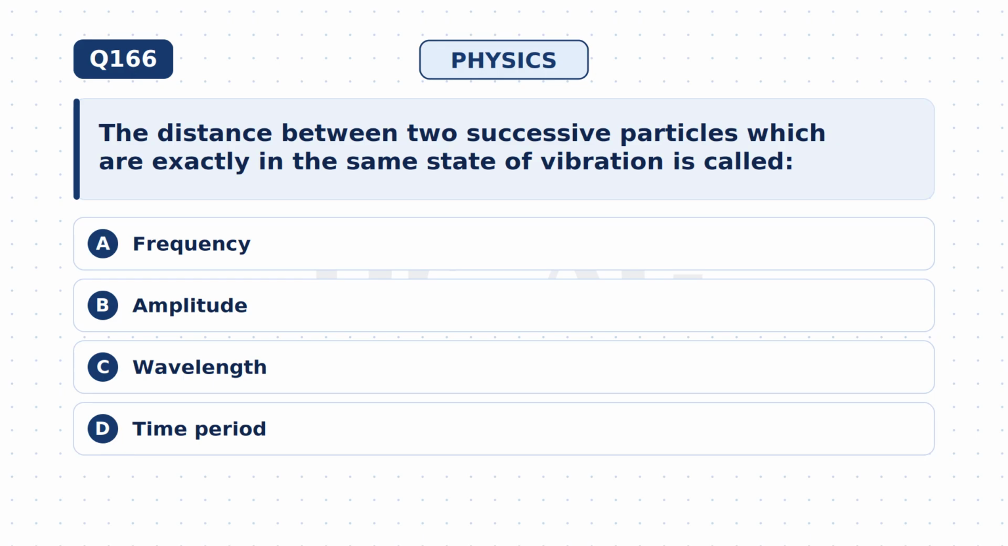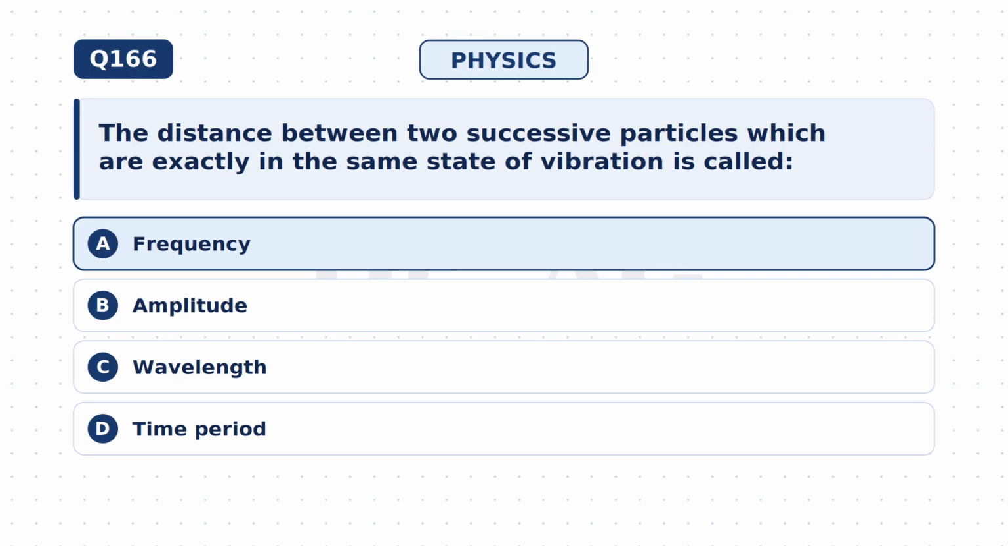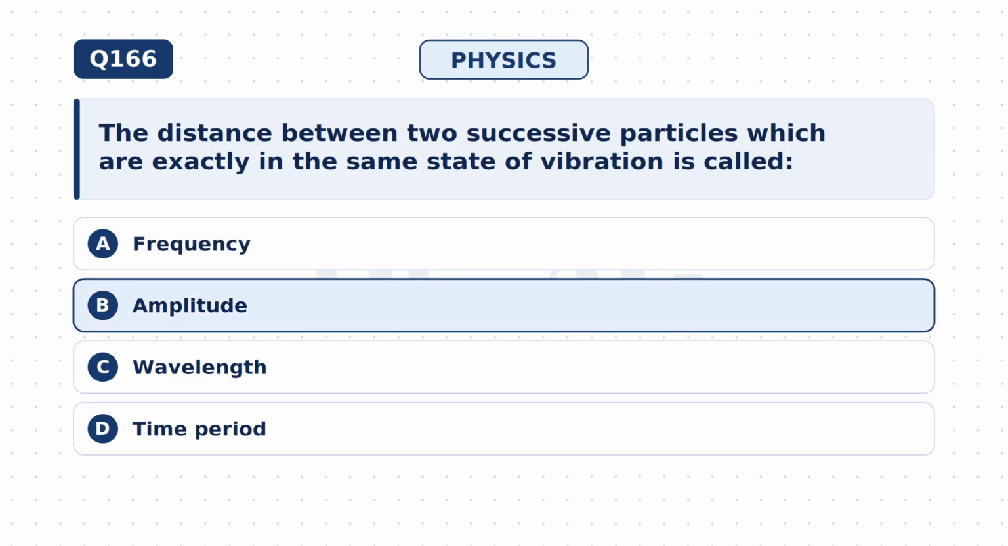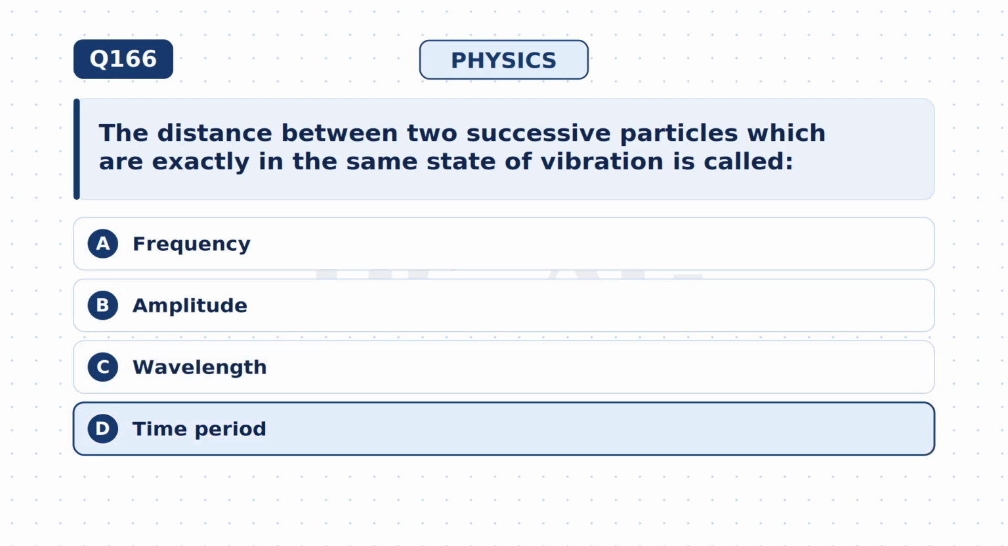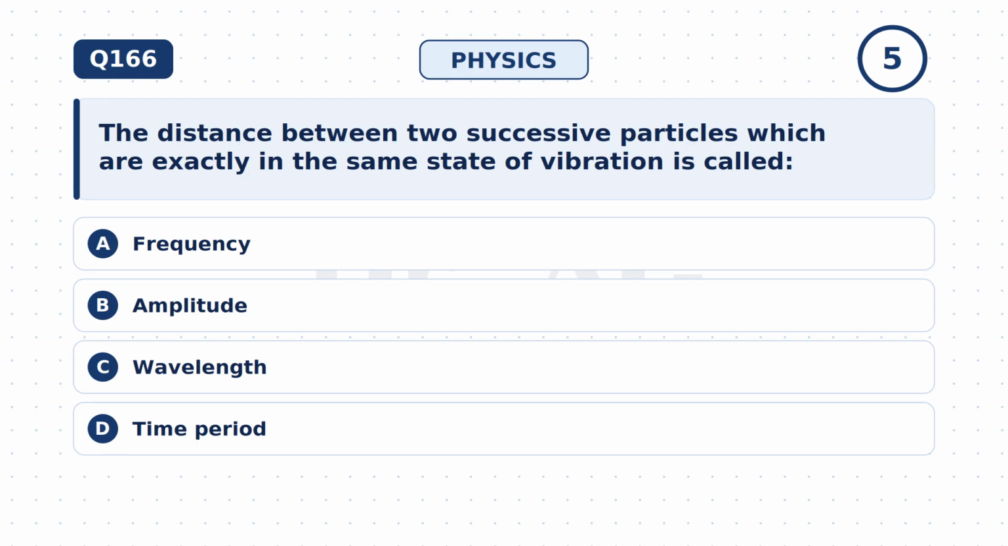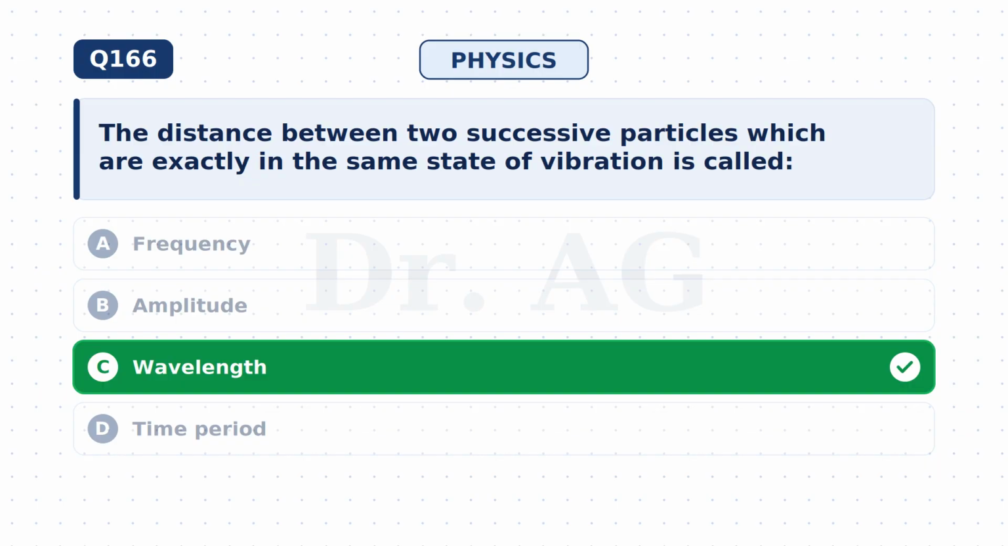Question 166. The distance between two successive particles, which are exactly in the same state of vibration, is called. Option A, frequency. Option B, amplitude. Option C, wavelength. Option D, time period. The correct answer is C, wavelength.